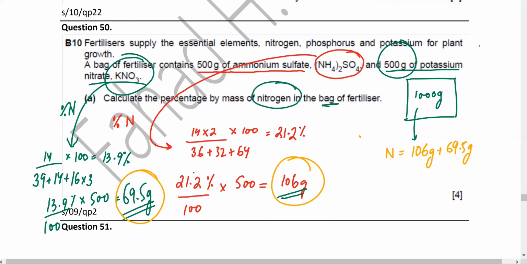175.5. Okay, so what will the percentage be? It's 175.5 grams divided by the total mass, which is 1000 grams, into 100. So that would be the total percentage of nitrogen in the entire bag. And this comes out to be, I think, 17.55%. Yes, that's what is coming.